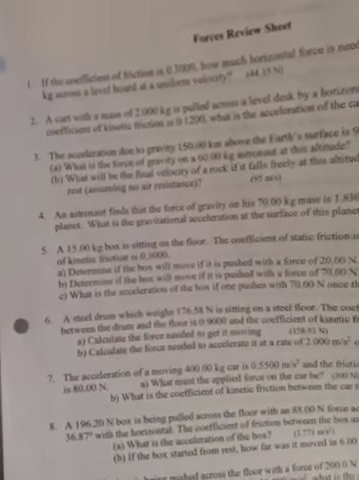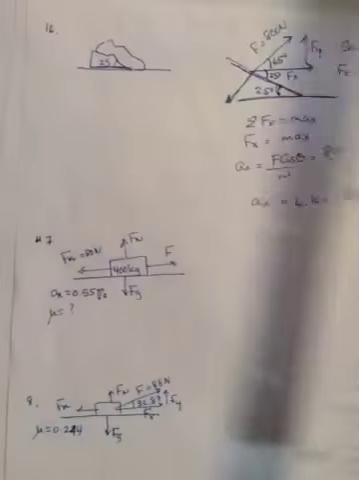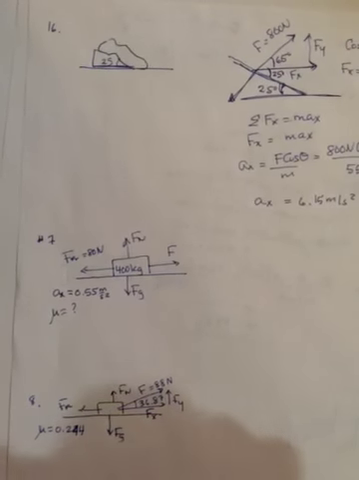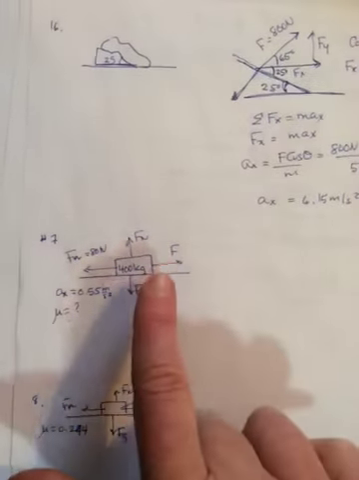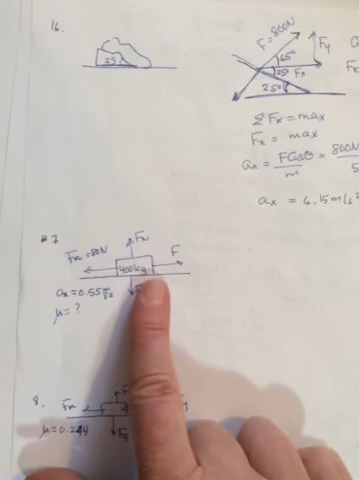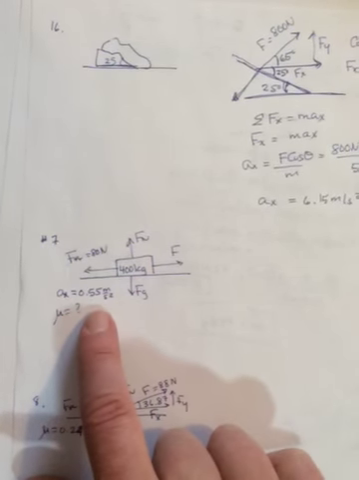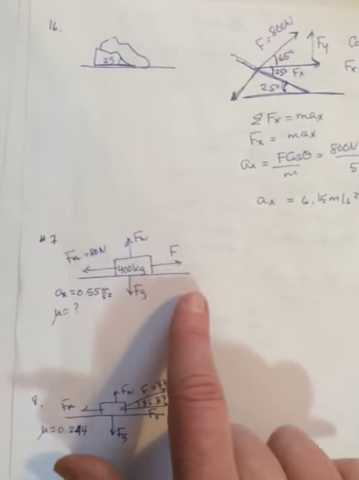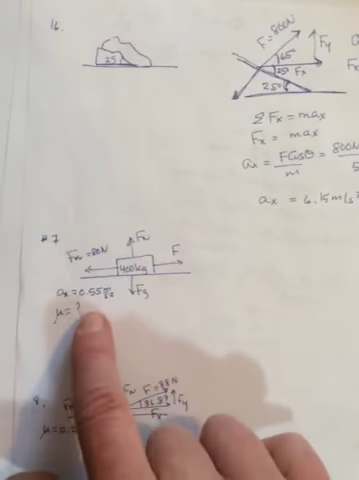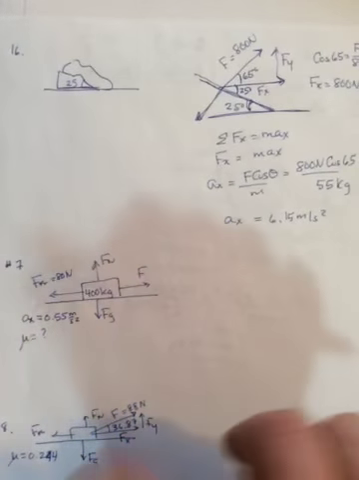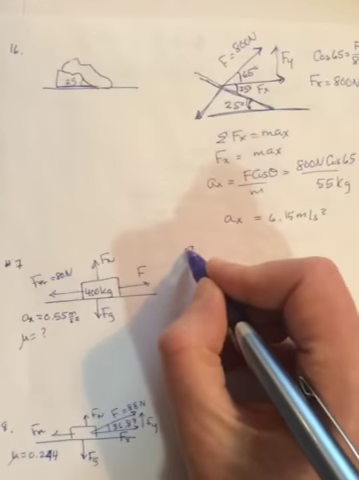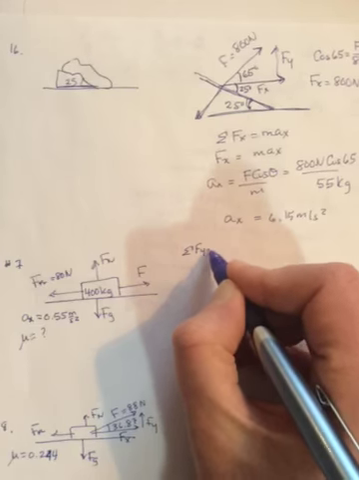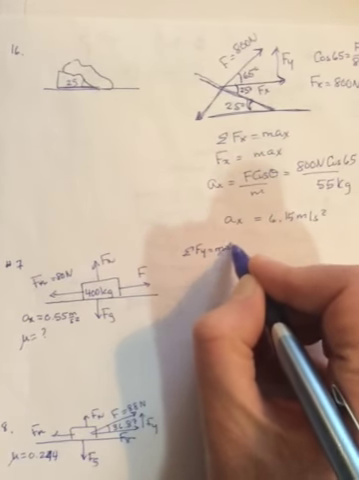Okay, so now let's look at numbers 7 to 9 on the front side of your forces review sheet. Number 7 says the acceleration of a 400 kilogram car is 0.55 meters per second squared. Frictional force is 80 newtons, and it wants you to calculate the force to get it moving and the mu. So I have all my forces drawn in. We need the y direction for the second part, so we may as well do it now.